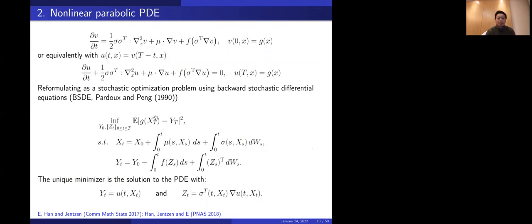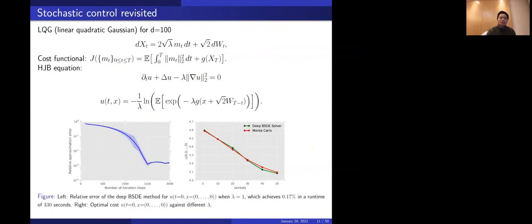So I claim that this PDE is equivalent to this control problem, where the objective function is this guy, and subject to the constraint, which is a dynamical system, which is a BSDE. Now, the details don't matter, but what's important is that we can formulate the PDE problem as a stochastic control problem, and then we can use similar ideas to what I just described and develop deep learning-based algorithms, and these algorithms can be used to solve very high dimensional PDEs.